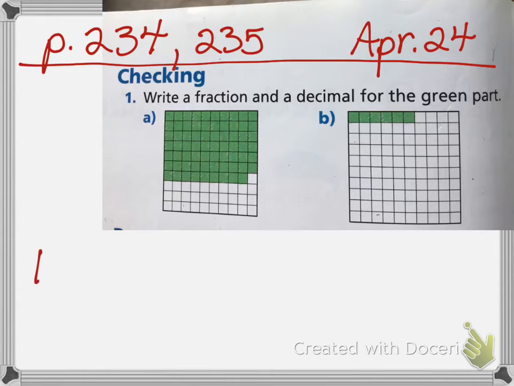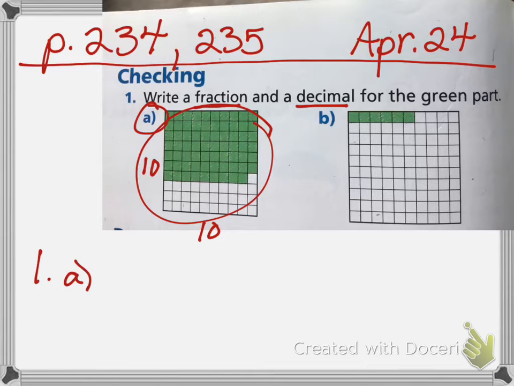All right, number 1. So let's take a look at this instruction. It says number 1, write a fraction and a decimal for the green part. Now we do not need to count up all these squares. Right away we know we've got 10 on the side, 10 on the bottom, 10 times 10. This is hundredths. Okay, we've got 100 sections. So there's no need to count that all up. We've got A right here. So we're going to put A, and they want a fraction and a decimal. So first of all, let's do the fraction.